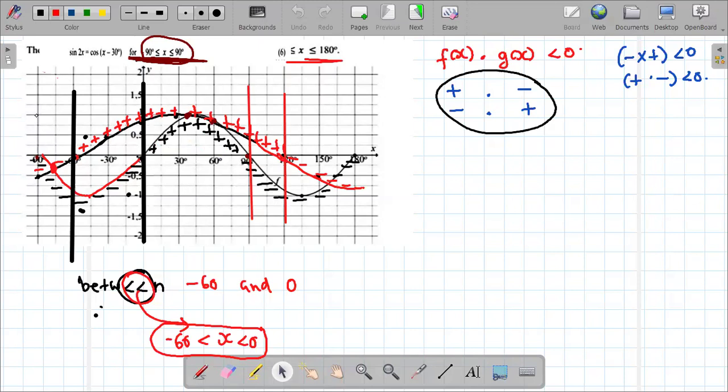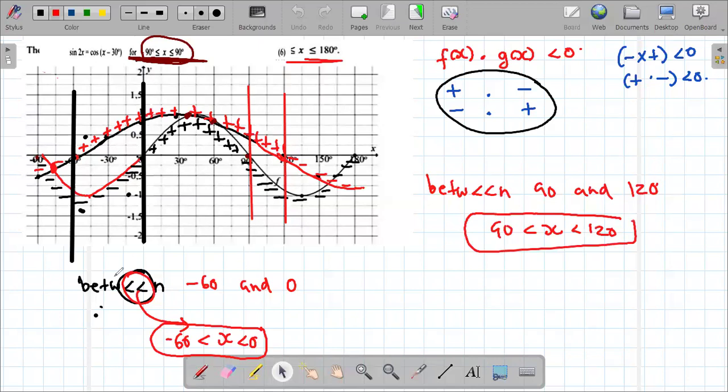So I'm just gonna write my between again. Between 90 and 120. So x is between 90 and 120. I'm done with this question. That's how we interpret this question. So your answer is x between negative 60 and 0, and x is between 90 and 120.